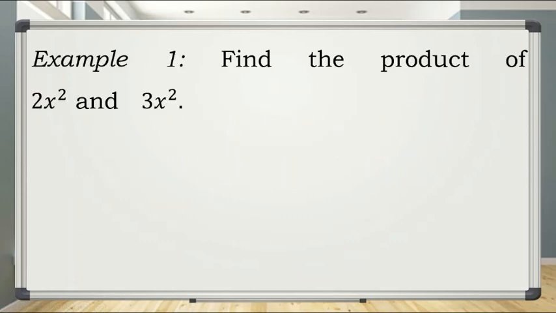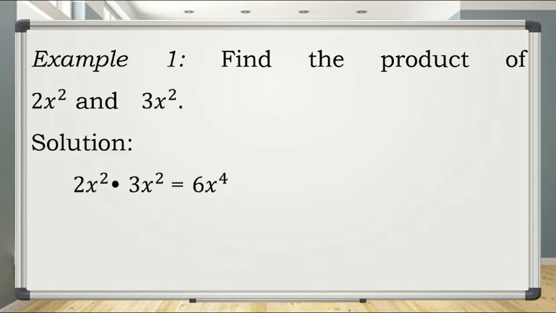Halimbawa, find the product of 2x squared and 3x squared. Since merong numerical coefficient, so you have to multiply 2 and 3. We have 6, and then copy the literal coefficient which is x, and add the exponent. We have 6x raised to the 4th power.